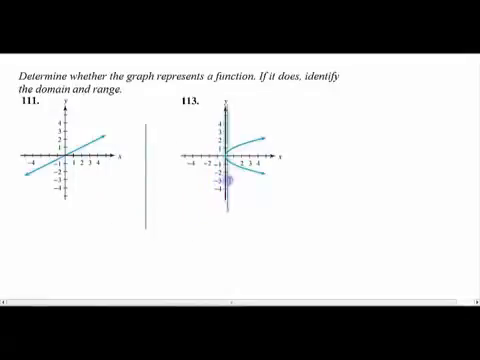And does this pass the vertical line test? No. There's several places along here where we're hitting more than one point. So let's find the domain and the range for this one. The domain is, well, this is a line. It's going this way and this way forever.